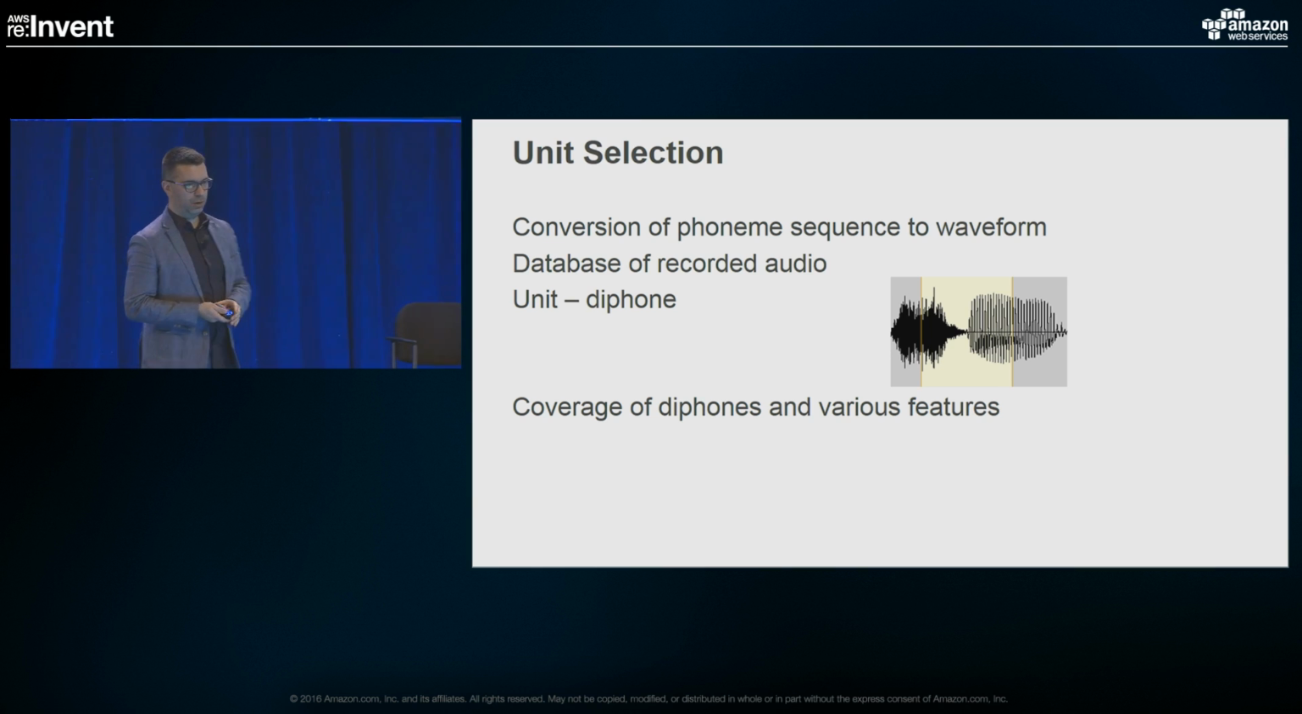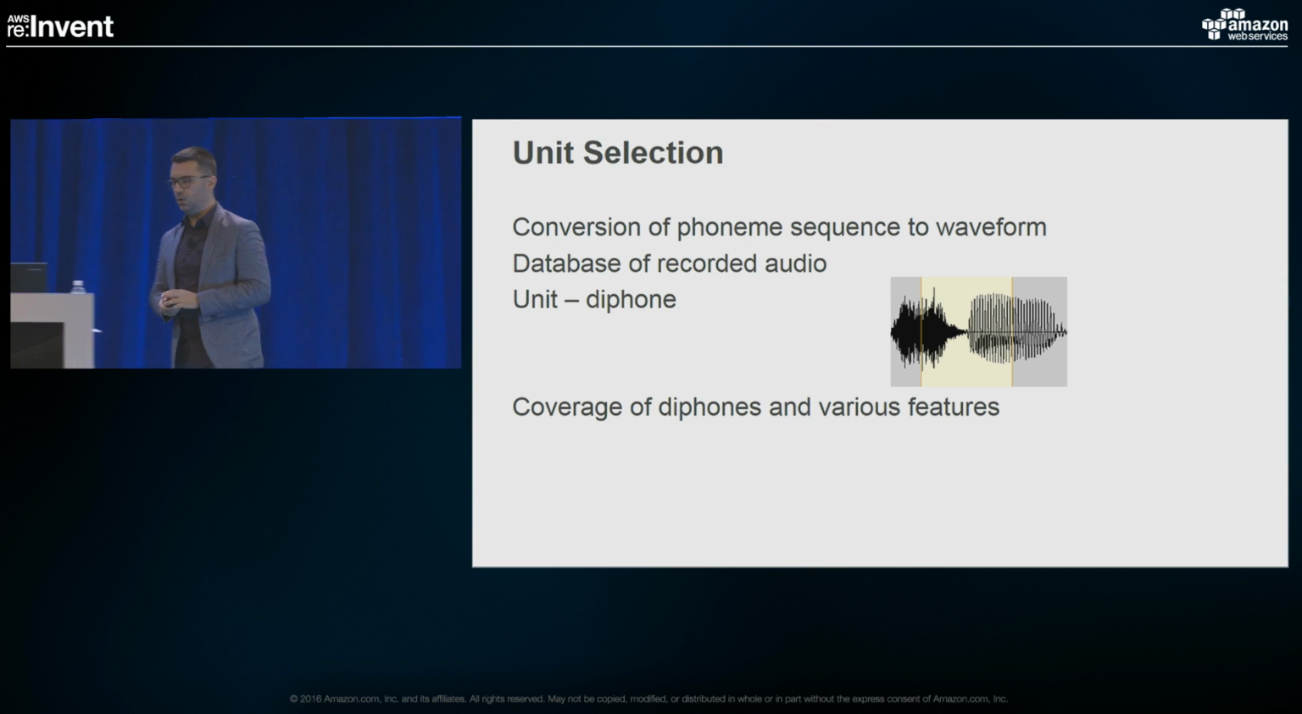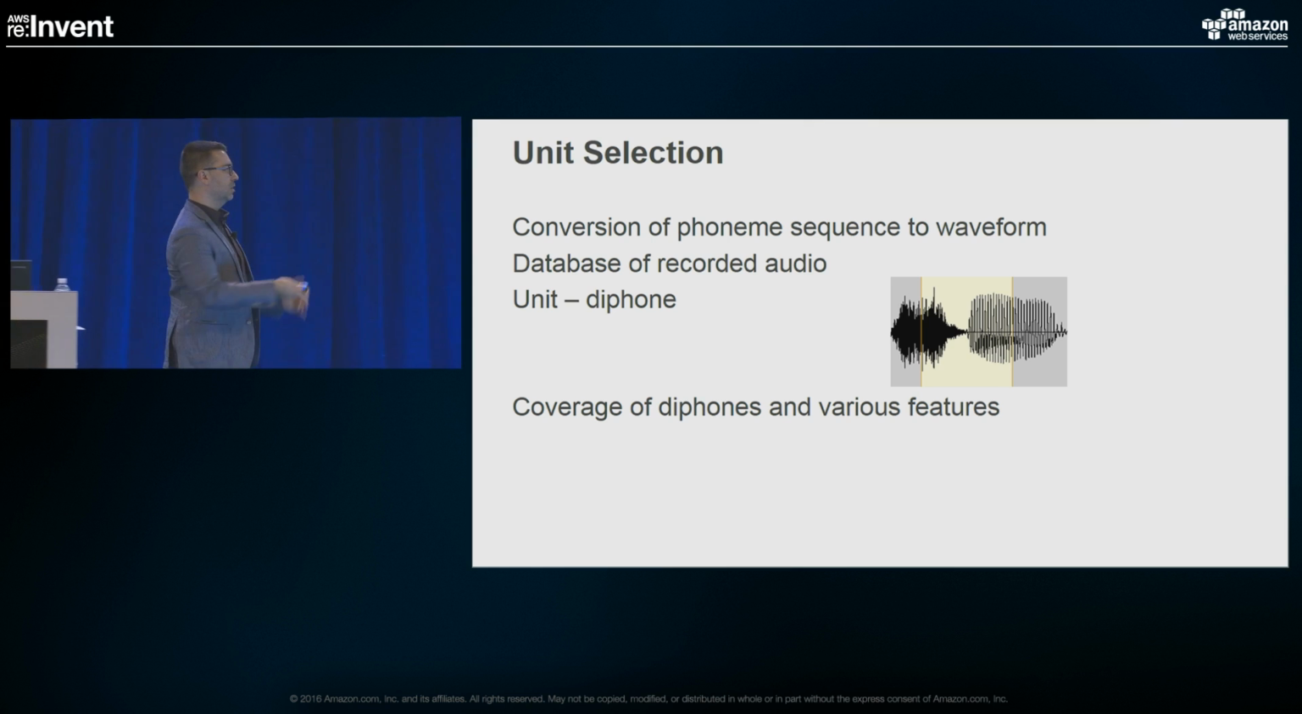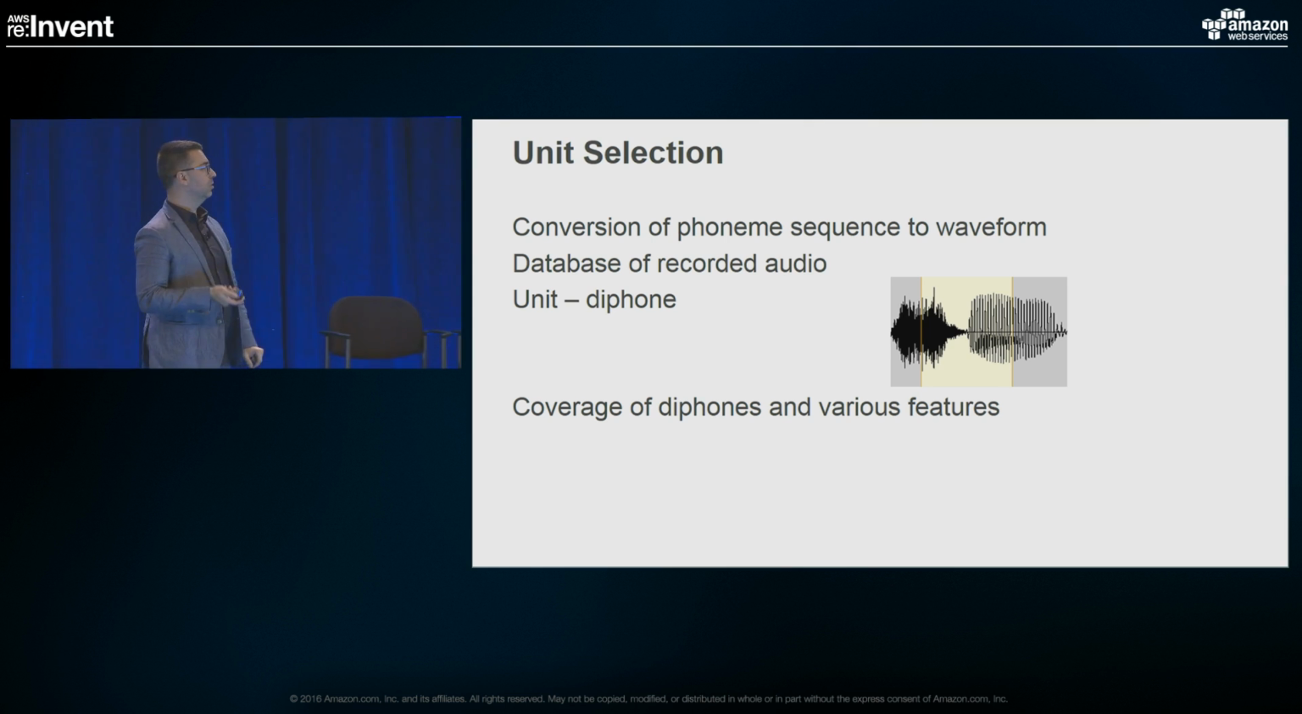We did it that way because we noticed during tests and during work on the text-to-speech system that concatenating units in the middle of the sound is simply less audible and less disruptive for the end user than concatenating between phonemes. And that's why a diphone is our unit. We need to make sure that in our database we cover lots of various features for speech synthesis.